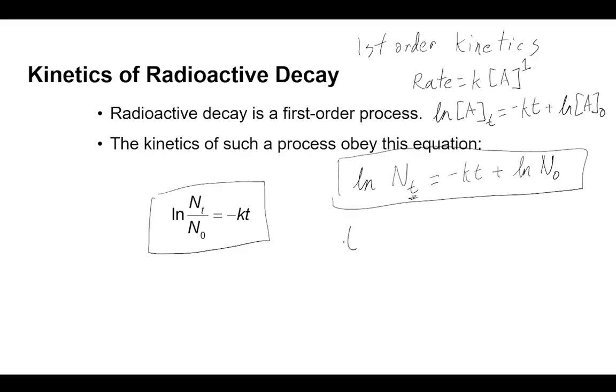We also had this term for half-life in kinetics, the amount of time it takes for the concentration of the reactant to be cut in half, or here for the number of nuclei we start with to be cut in half. And for first-order kinetic processes, this is equal to the natural log of 2 over the rate constant.